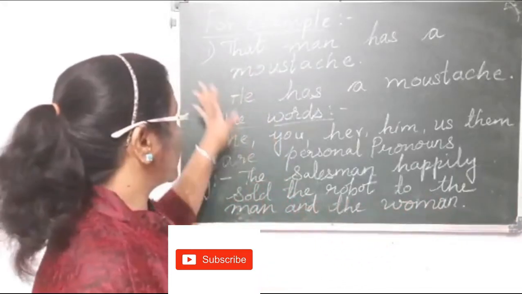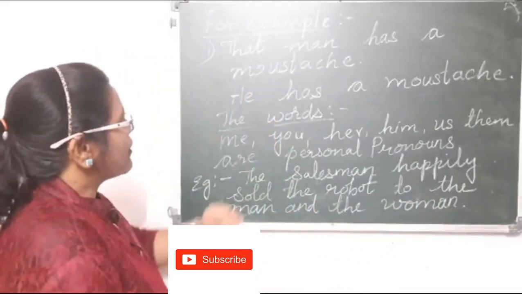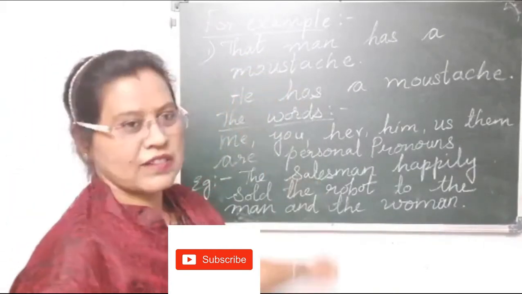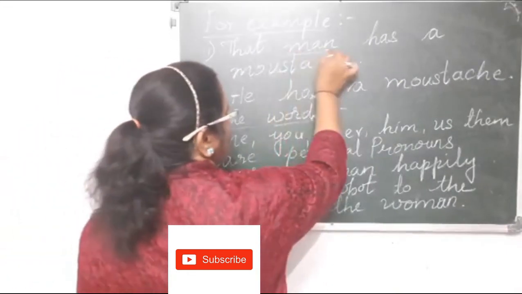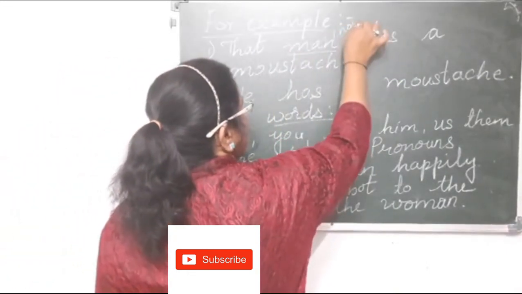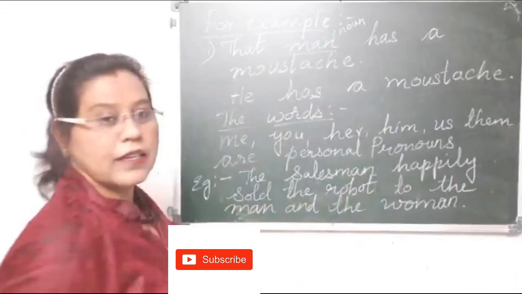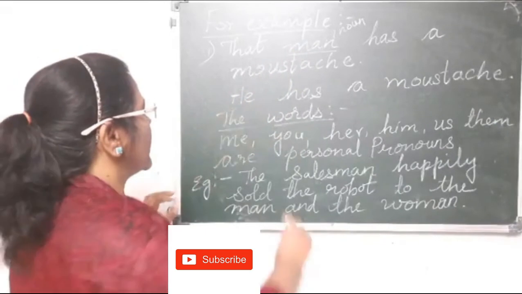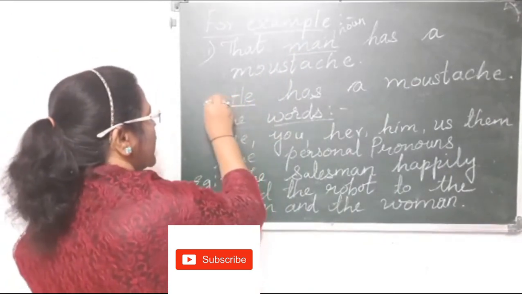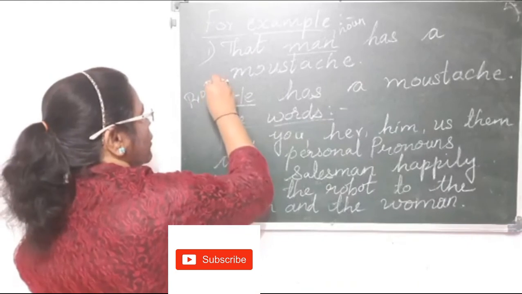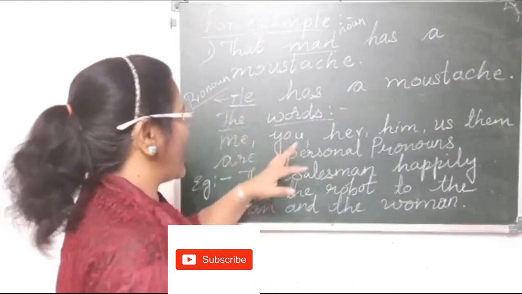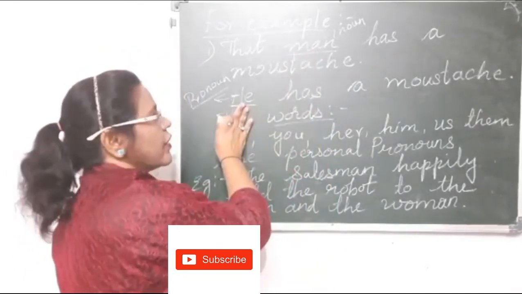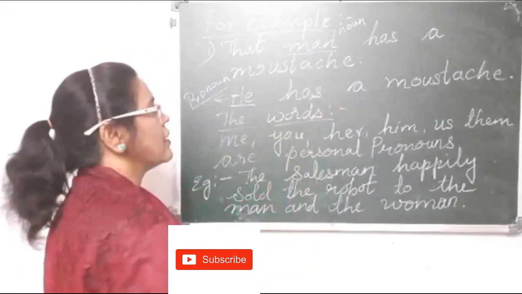Guys, now let's start with the examples. For example, the first one given to you is: That man has a mustache. Here man is a noun. In the place of the noun we replaced it with the pronoun he. So he is a pronoun. So he has a mustache. In the place of the noun we used the pronoun.